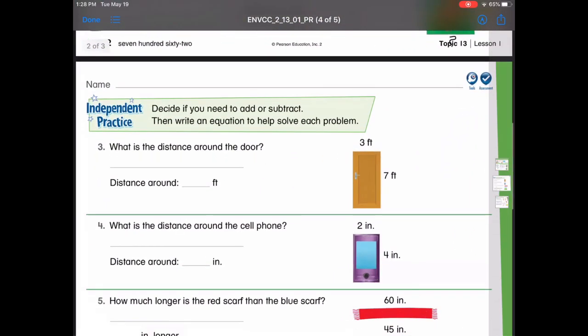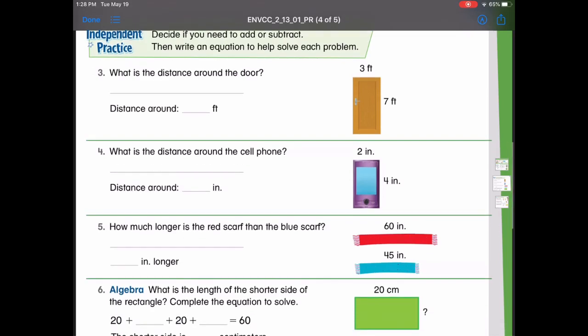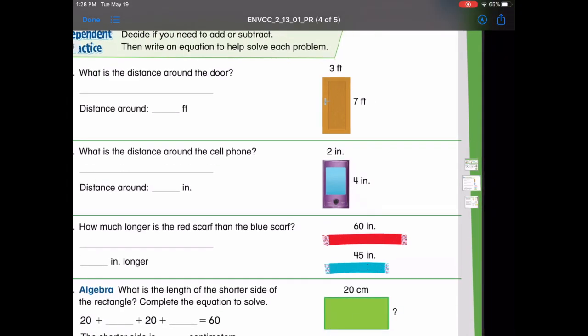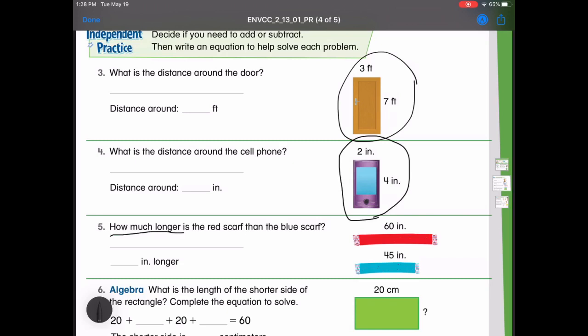Now for independent practice, same thing. Decide if you need to add or subtract and write the equation to solve each problem. If they're asking you what's the distance around this door, are you going to add up all the sides to find the whole distance? Same thing for the cell phone. Will you have to add up all the sides to find the distance? How much longer is the red scarf than the blue scarf? Are they trying to find out what the difference is between the two scarves?